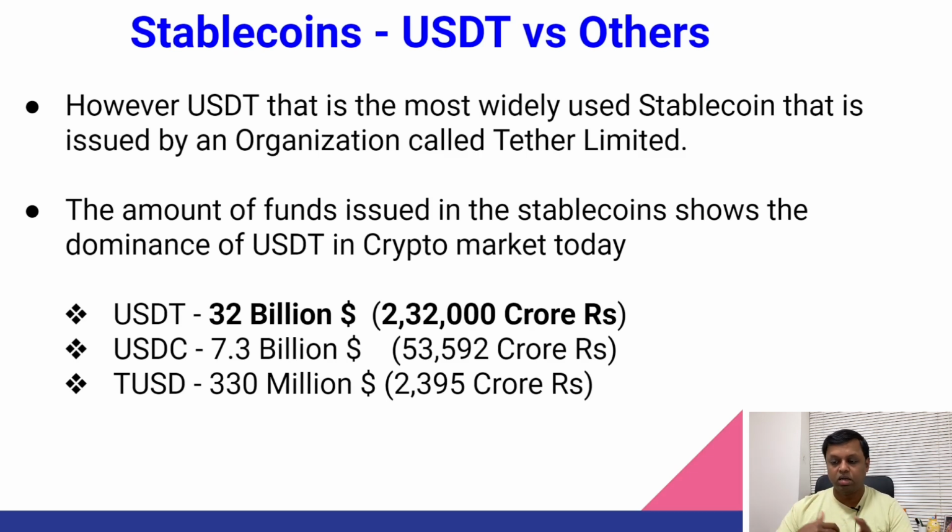TUSD, the TrustToken that we spoke about, has roughly only $330 million. So it is very, very tiny compared to USDT. USDT is 100 times more than what TrustToken US dollar values are right now. That's the kind of dominance they have. Now that is market capitalization.